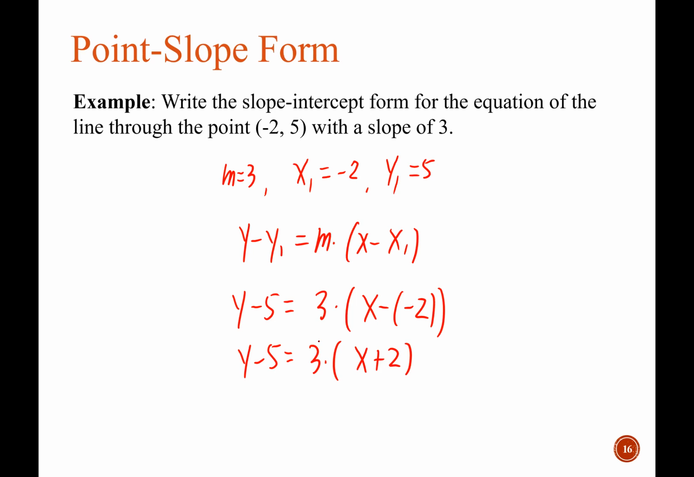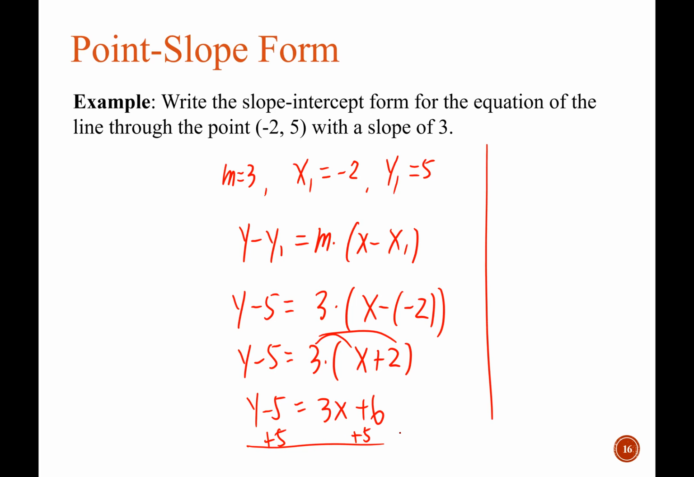And now we distribute it using some algebra. So y minus 5 equal 3x, adding 6. Now the very last step, right? You add 5 to both sides of the equation. Now you get it, right? Cancel that. So y equal 3x, adding 11. So here we know slope is 3, y-intercept is 11. Okay. All right, so that's quick review.